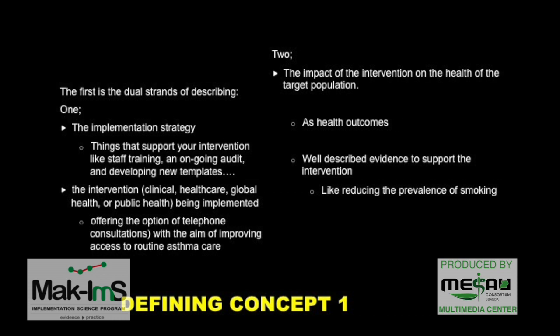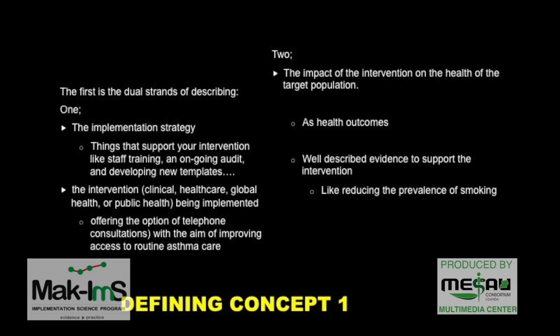Your intervention is to offer telephone services for asthma patients to improve access to care. Yes, what are those other things you're going to do in order for that to happen? That becomes your implementation strategy. So, one of the strands is you must describe your implementation strategy and your intervention. The second one is you then have to describe what the impact of the intervention is on the population. And this is described in 2 ways, really. Many times we measure the outcome. I did this and this happened and I can link that, right? So you're describing what the impact of what you did was.